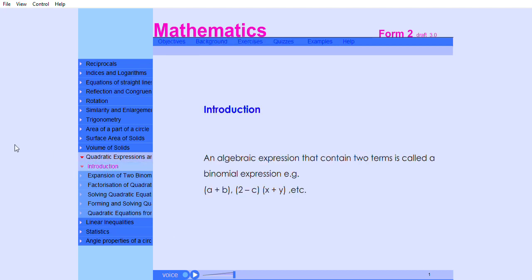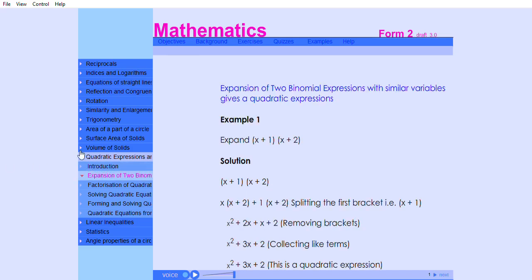An algebraic expression that contains two terms is called a binomial expression. For example, a plus b, 2 minus c, and x plus y. Expansion of two binomial expressions with similar variables gives a quadratic expression.